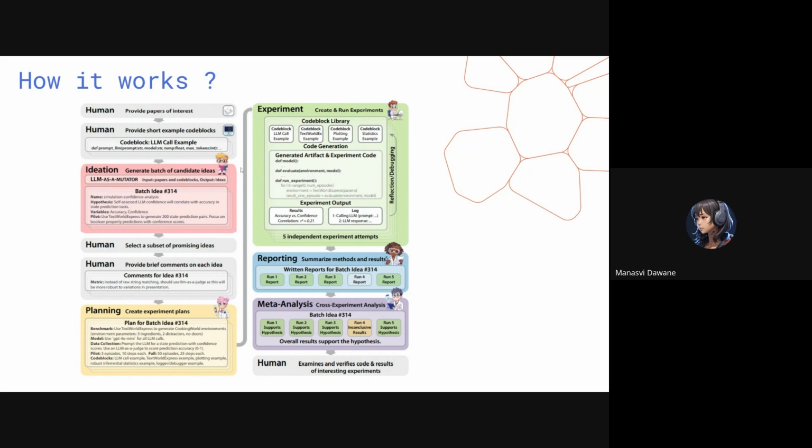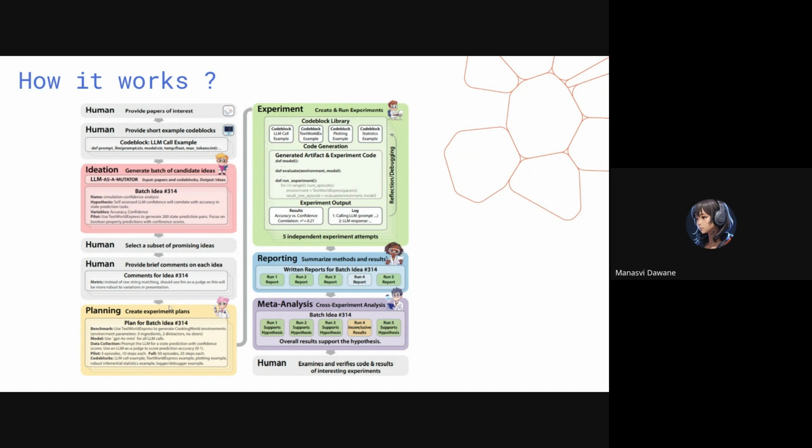Next, after that we get ideas as the output in the ideation stage. But how do we pick an idea worth investing in? That's where human expertise plays a crucial role. At least for now, the human provides brief comments on each idea. Once CodeScientist gets the green light, it turns that idea into an experiment that runs on the computer.